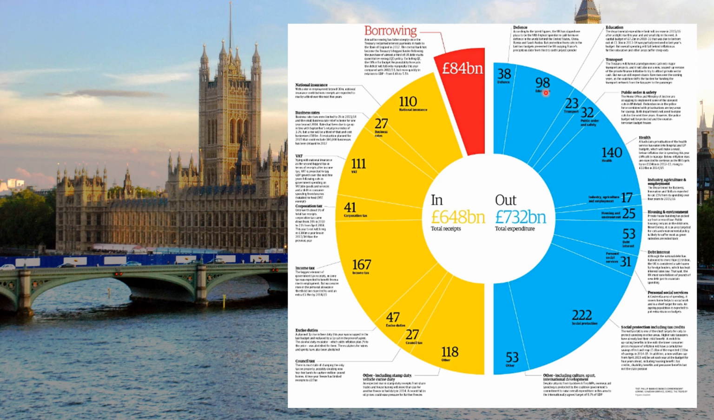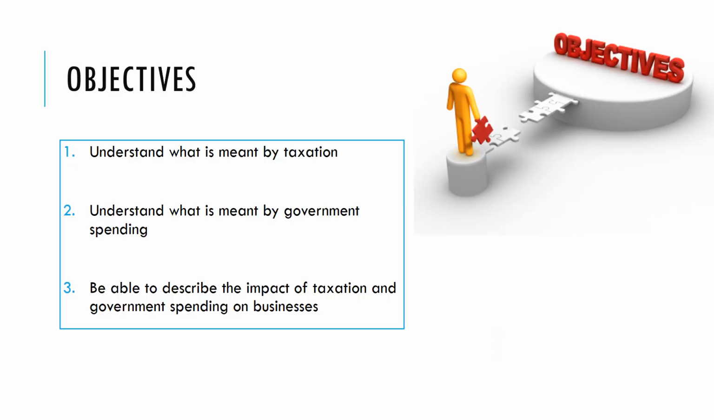Things here like education. And you can see there's a slight gap between how much they spent and how much they received in this year. The gap here was £84 billion, and they borrow that money from other people, and that is called the government's budget deficit, which you may have heard of in the news. So let's get on and look at what is meant by taxation.